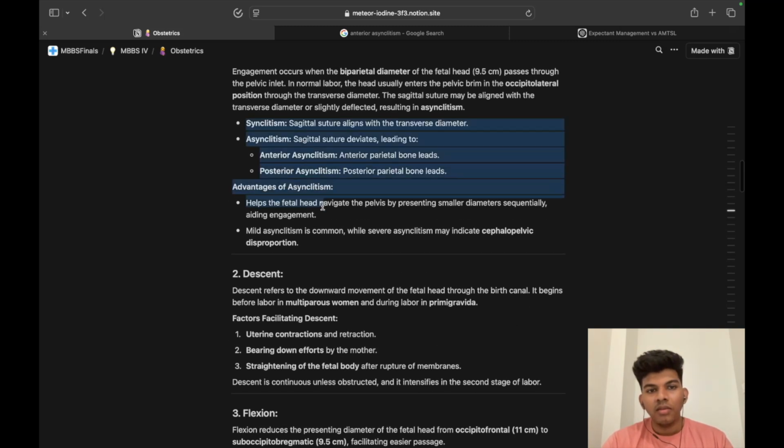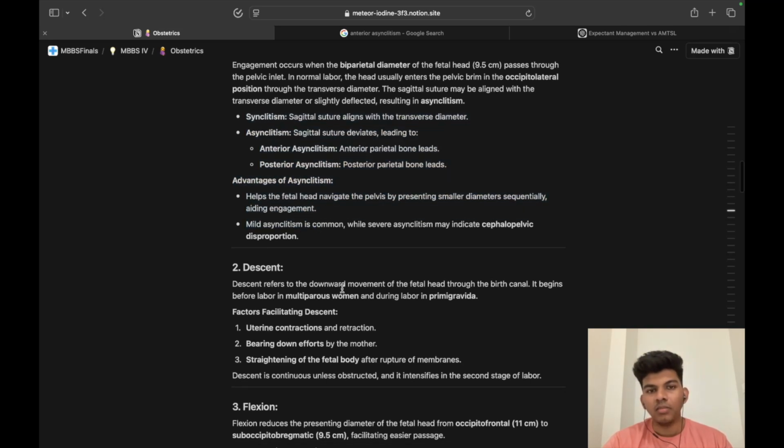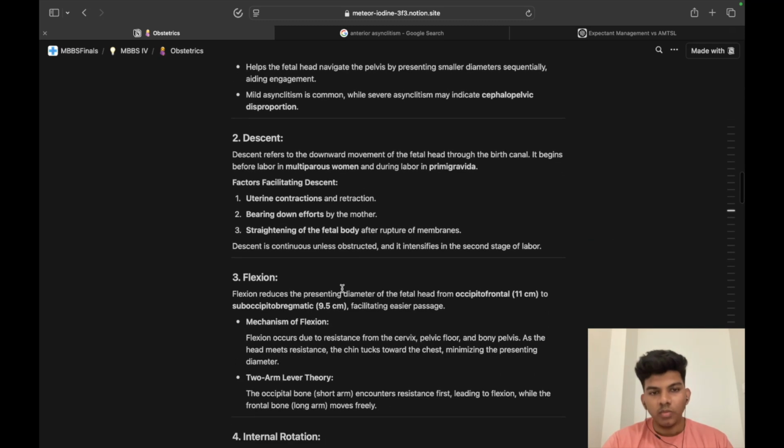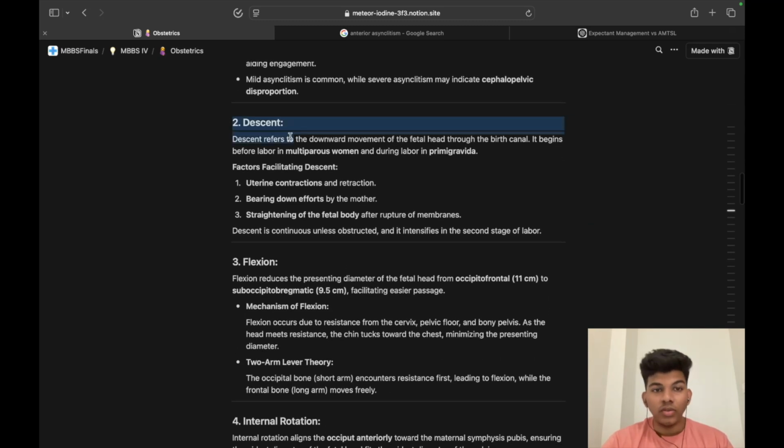So we are done with synclitism, what it means and all that. With this you can write an answer on synclitism and asynclitism, a small answer though. For descent, you can read up more on this and write a much larger answer, like a 5 mark answer, in case it comes up.